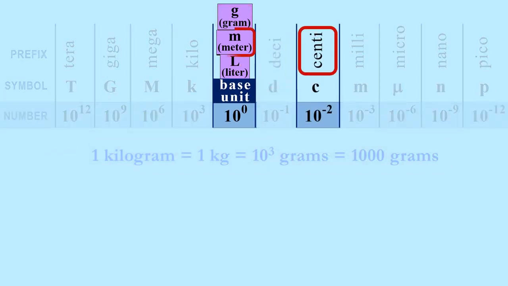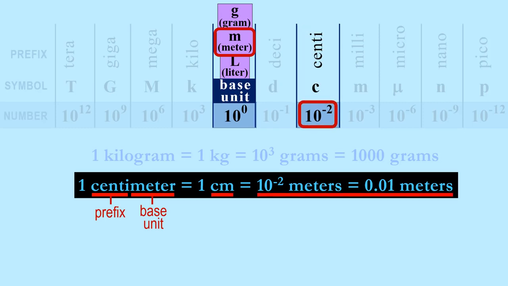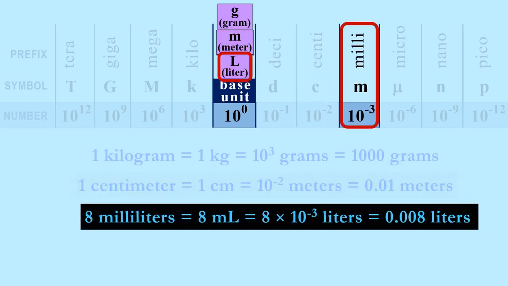Let's try centimeter with centi as prefix, meter as base. Its abbreviation is cm, which represents 10 to the negative 2 meters, or 0.01 meters. Lastly, it is very important to note that any number can be expressed using prefixes. Putting an 8 in front of milliliter gives us 8 milliliters, or 8 mL, which represents 8 times 10 to the negative 3 liters, or 0.008 liters.